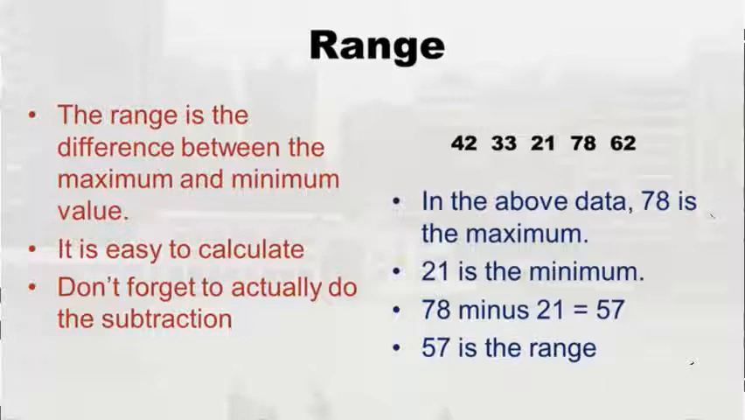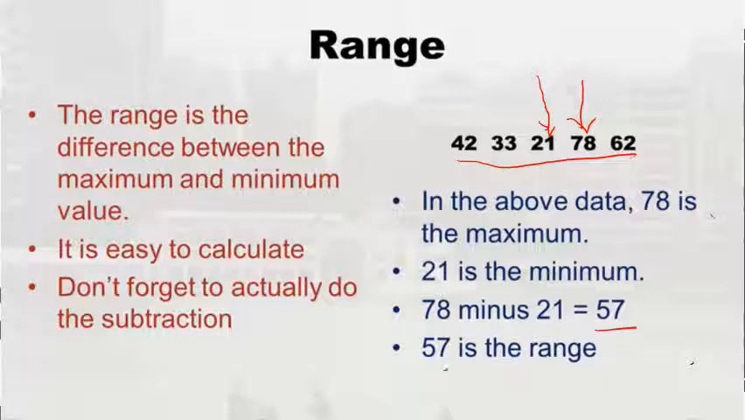Basically, you look in your data set, and this is our example data set right here. We look in that and go, okay, the largest number, the maximum value, is 78, right? And now what's the minimum value? Looks like it's the 21 right here. So you have to subtract the smallest number from the biggest number. That is how we find the range. So 78 minus 21 is 57.